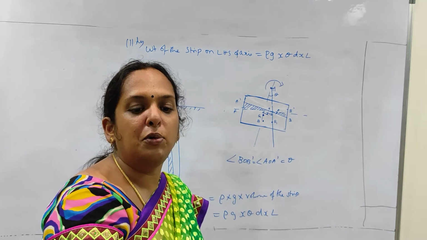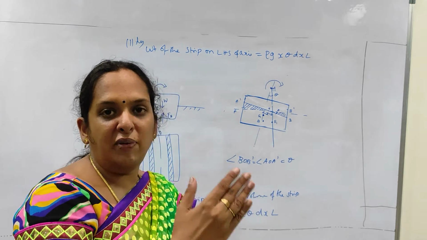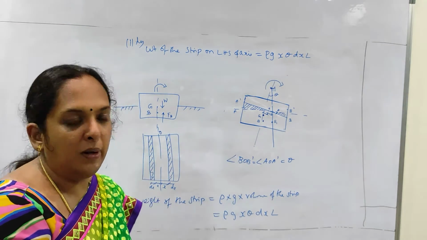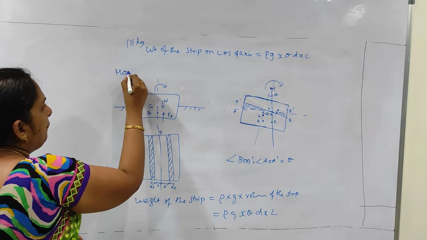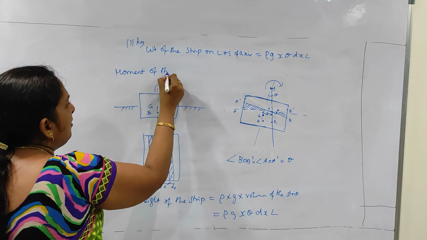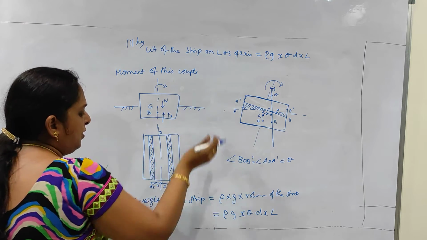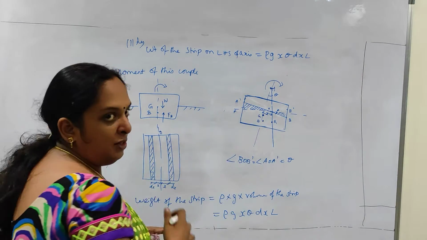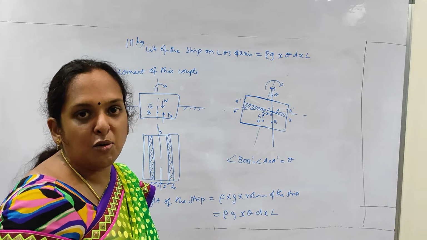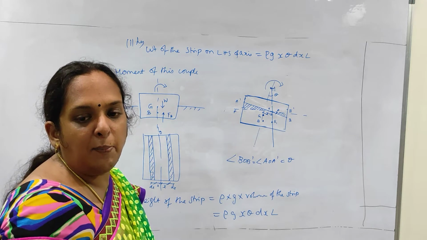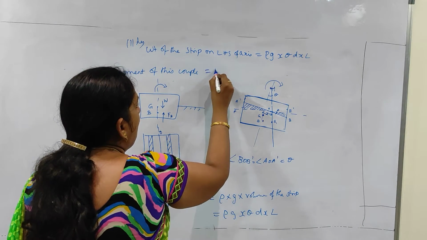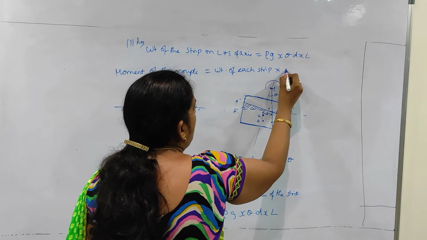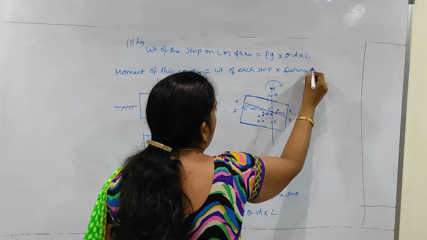Now what we are going to do is see that the two weights are acting in the opposite direction, and thereby it constitutes a couple. So what is the moment of the couple? The moment of this couple will be equal to, because these two weights are acting in the opposite direction, as we can see here, it constitutes a couple. So the moment of the couple is the weight of each strip, both are the same, into the distance between these two.